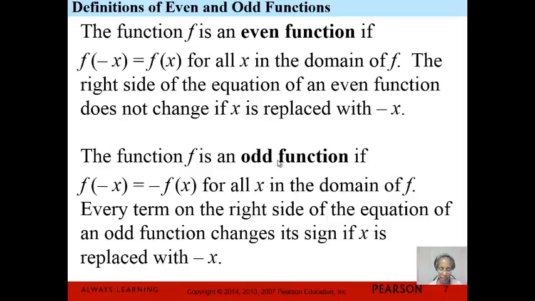So let me give you an example. If I have an odd function that has the point (1, 2) on its graph, then the point (-1, -2) has to also be on that function's graph. Similarly, if a function is even, if (x, y) is a point on the graph, so is (-x, y). For example, if (1, 2) is a point on the graph of an even function, so is the point (-1, 2).